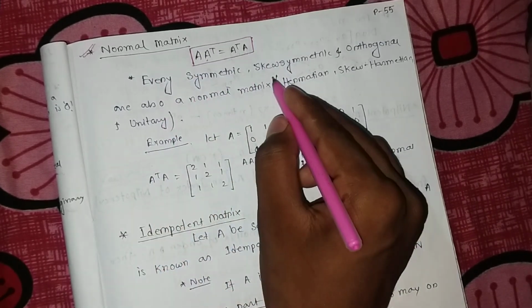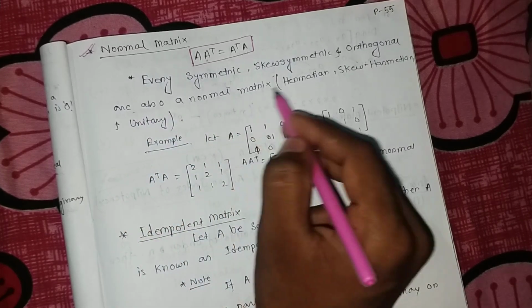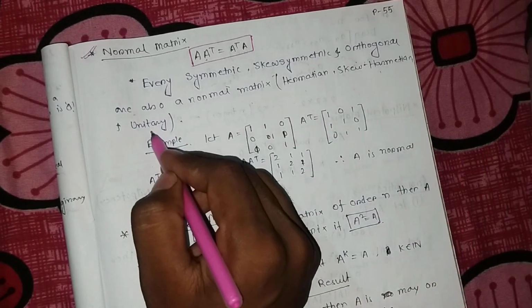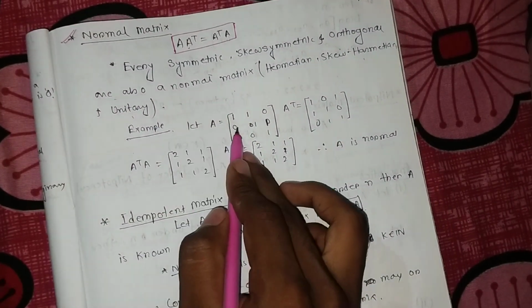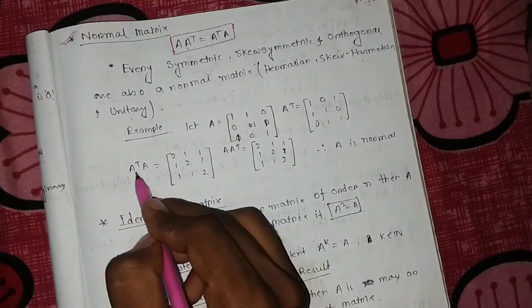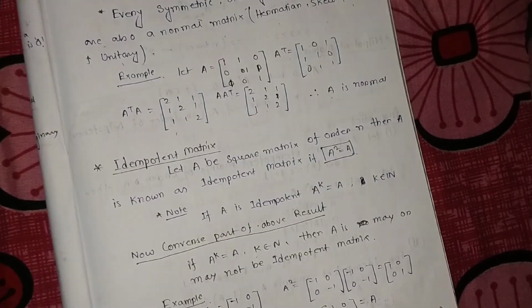Every symmetric, skew-symmetric, and orthogonal matrix is also a normal matrix, like Hermitian, skew-Hermitian, and unitary. These are also normal matrices. For an example, A is a matrix, and A transpose A and A A transpose both are equal, you can see, so it's a normal matrix.